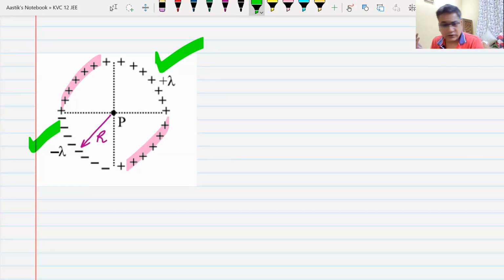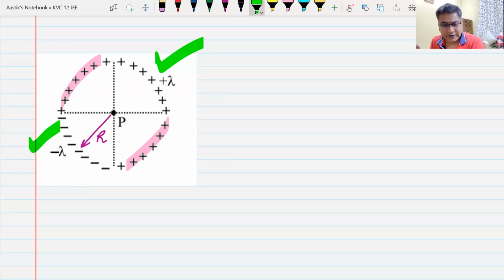What was the formula for circular arc? Lambda by 2 pi epsilon naught r sin theta by 2. Multiply it by 2. Theta is 90 degrees. And you get your answer.